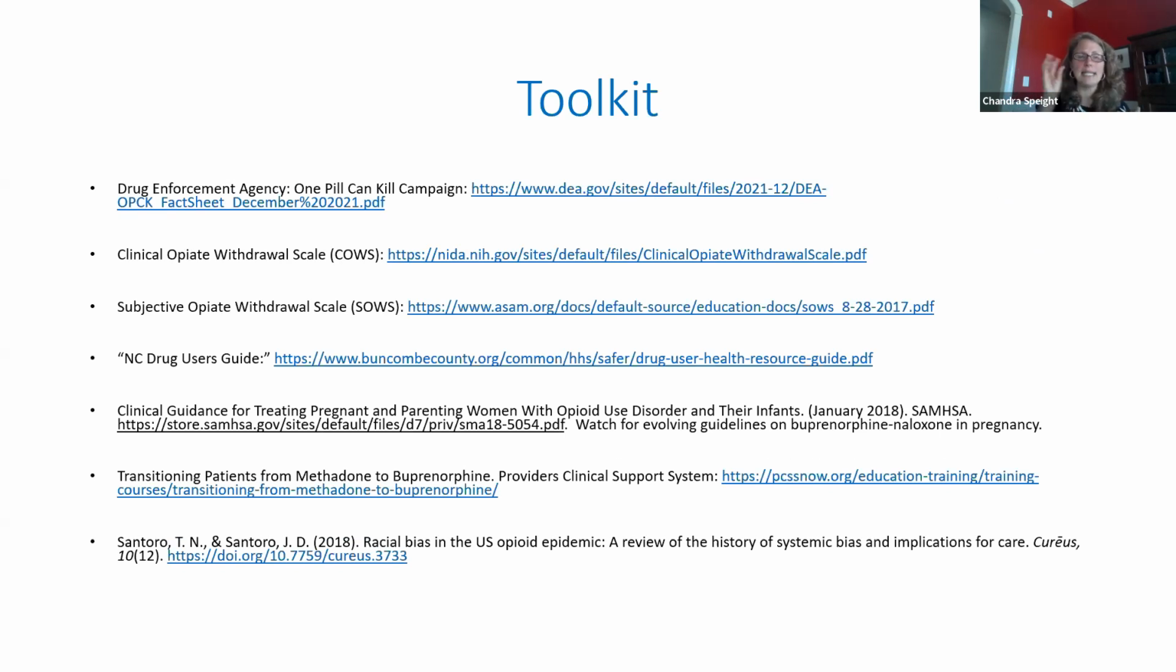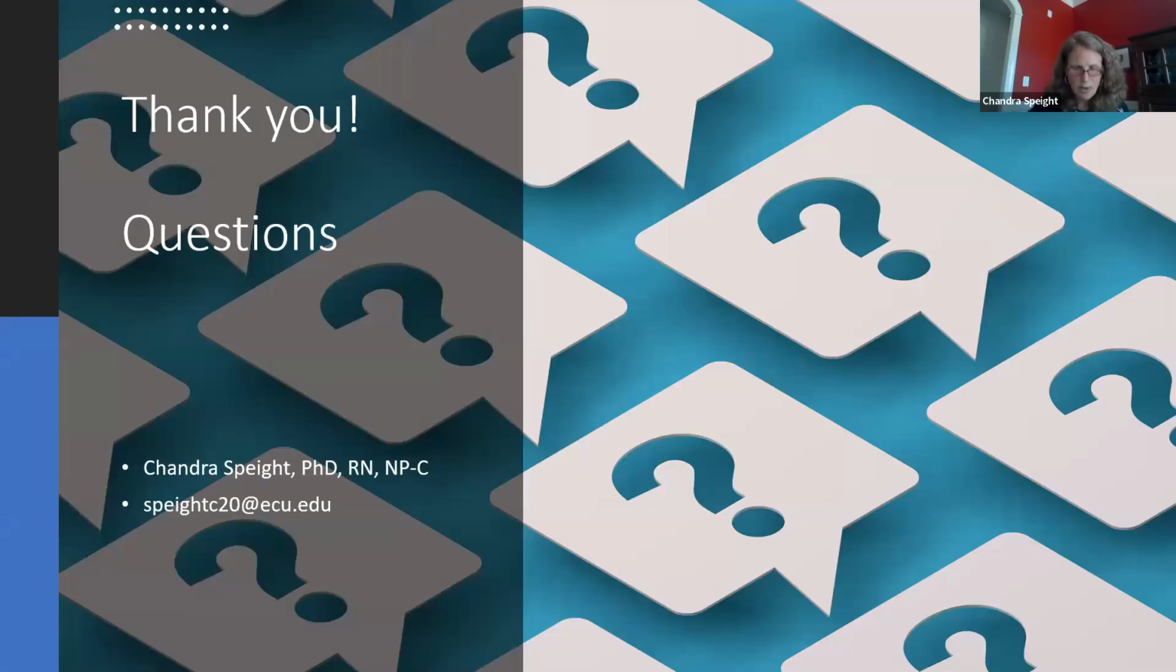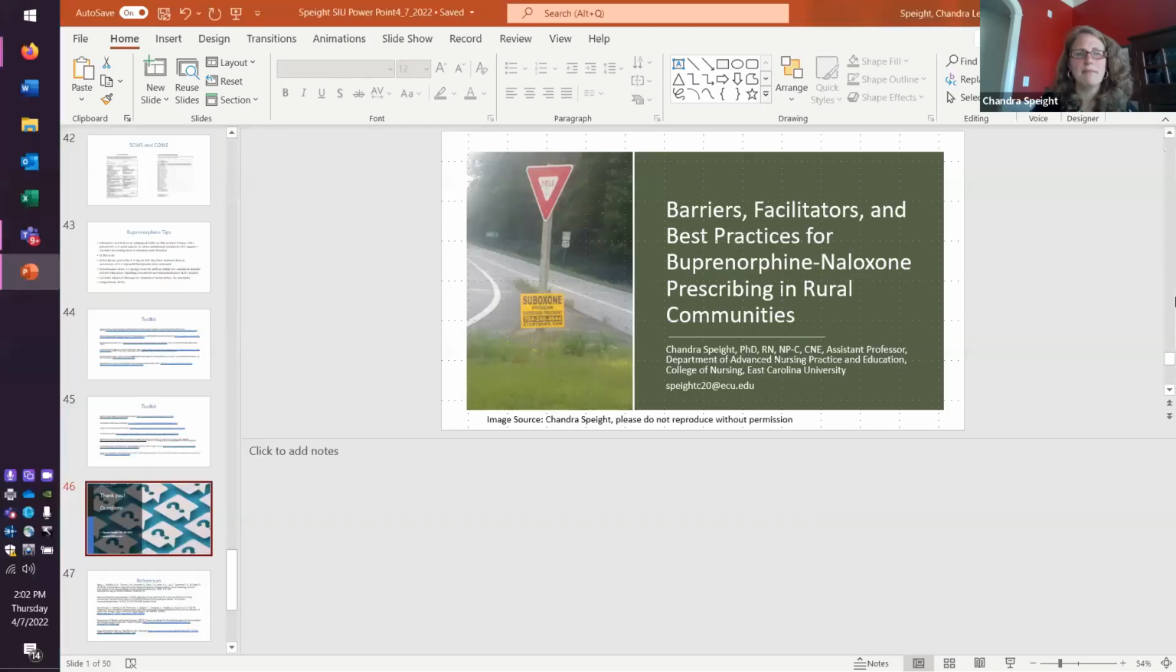In our state, it's county by county, and it tells patients where needle exchange programs are, where food pantries are, where treatment for hepatitis access is. There are some guidelines for pregnant women, guidelines for transitioning patients from methadone to buprenorphine, and then a resource on racial bias in the U.S. opioid epidemic. So if there's time, does anyone have any questions for me?